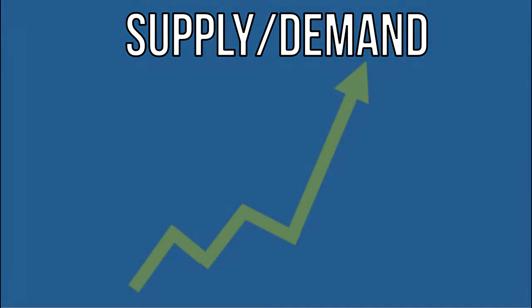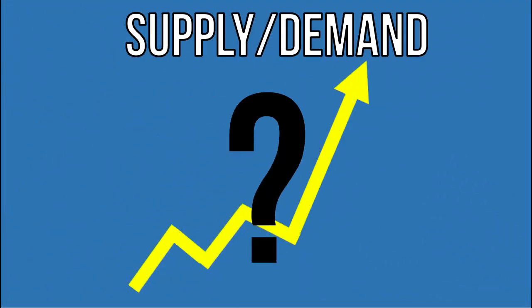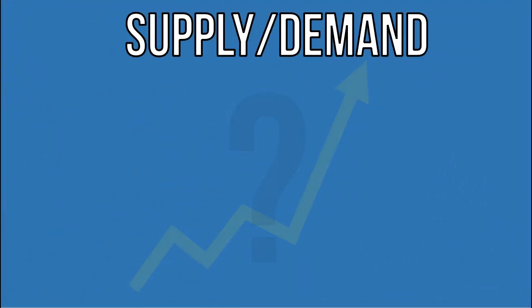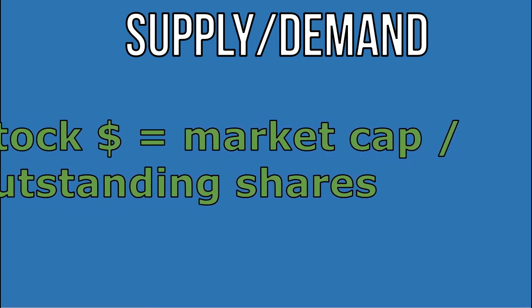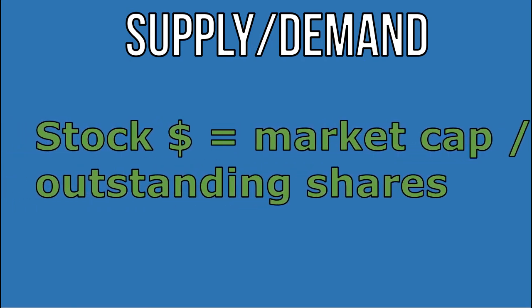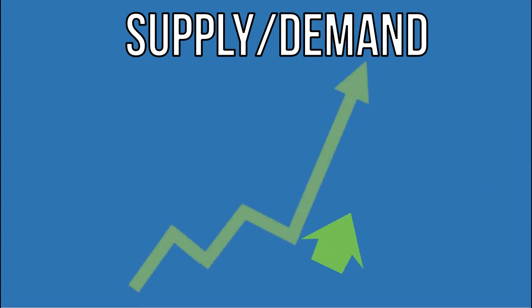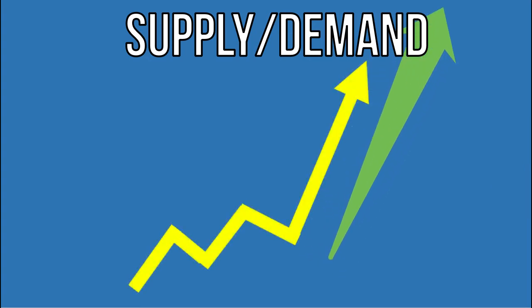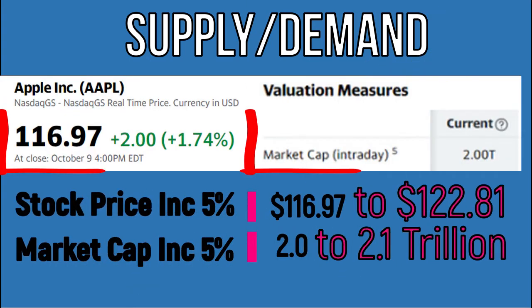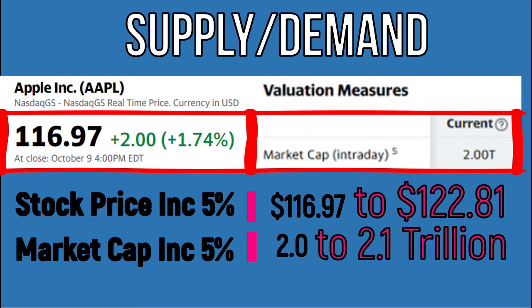Now all these factors relate to supply and demand. In order to know why this affects a stock's price, you need to understand the variables applied. The equation to calculate a stock's price is market cap over the outstanding shares. The stock price and market cap directly relate to each other as variable costs, where if a stock goes up 5%, then the market cap does as well.